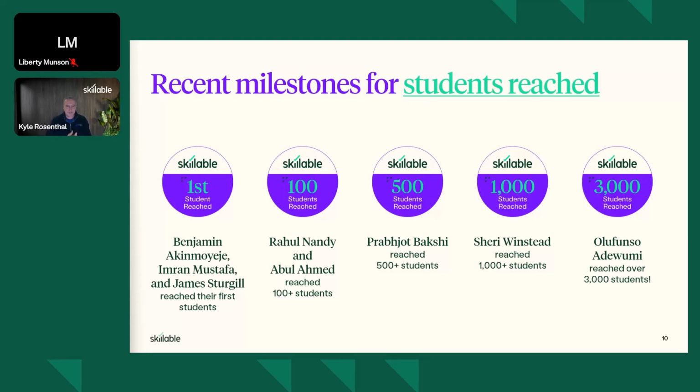So Rahul Nandi and Abul Ahmed. We've got both Abul and Rahul in the audience. So congratulations to both of you. You're well on your way to making a huge impact in your students' lives. And then we've got 500 students. I don't see Prabjot in the audience, and I probably messed your name up, and I apologize. But 500 students. And then on to Sherry, who is here today. So Sherry, congratulations on 1,000 students reached.